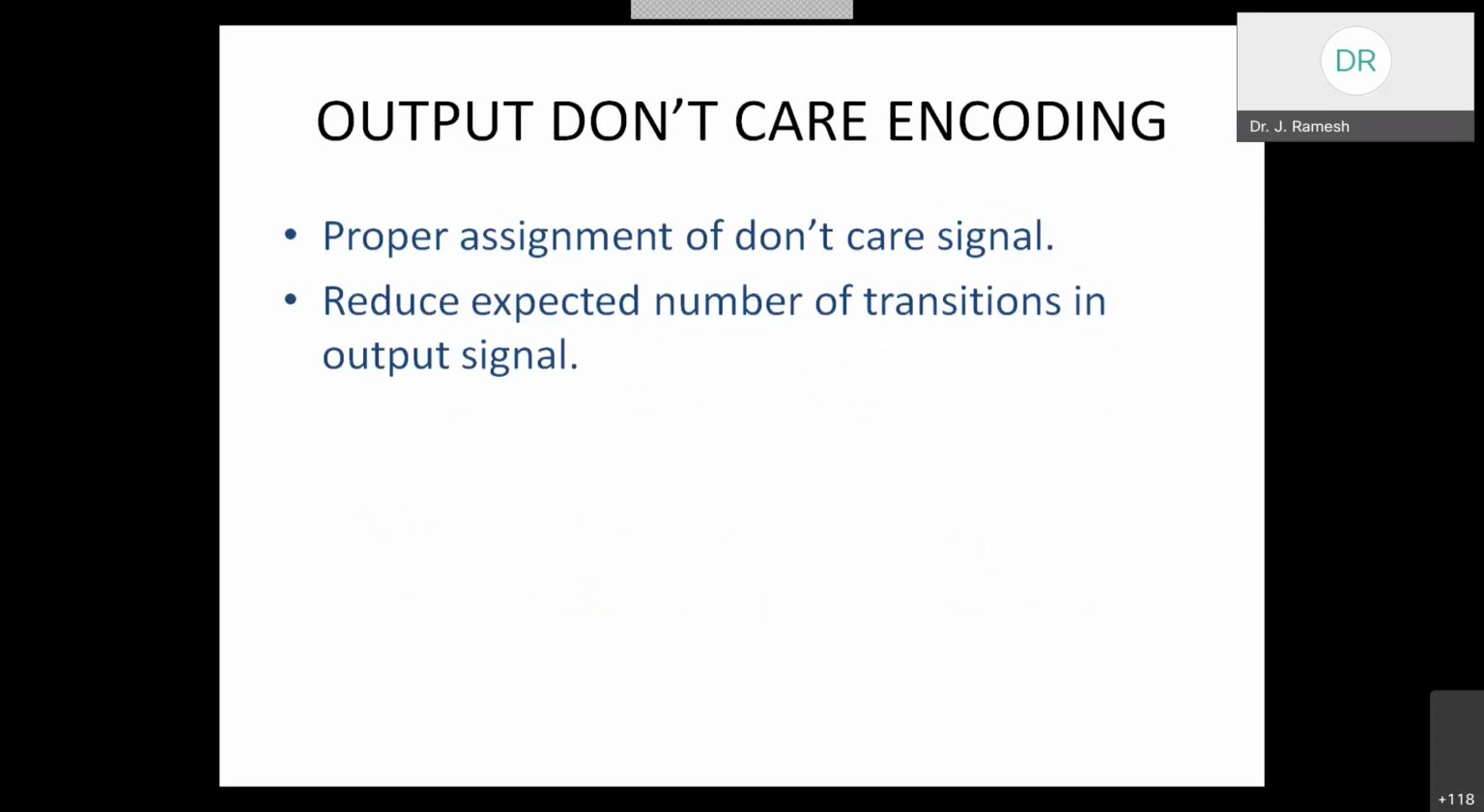Similarly, the output don't care encoding can also be exploited for power reduction. That is, proper assignment of don't care signals with 1 or 0 can also be used for reducing the power, so that we can reduce the expected number of transitions in the output signal also. Instead of having it don't care, we can fill the don't care with a 1 or 0 as per our requirement, so that we can appropriately reduce the power.